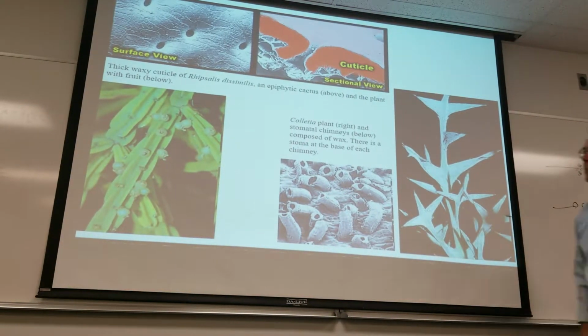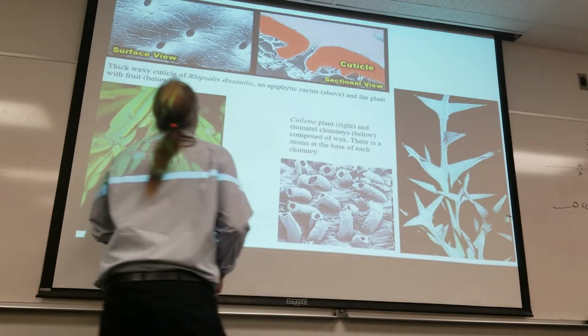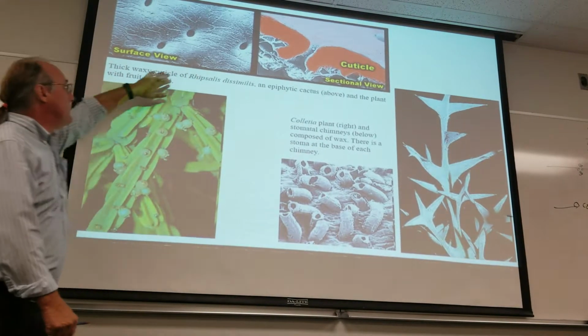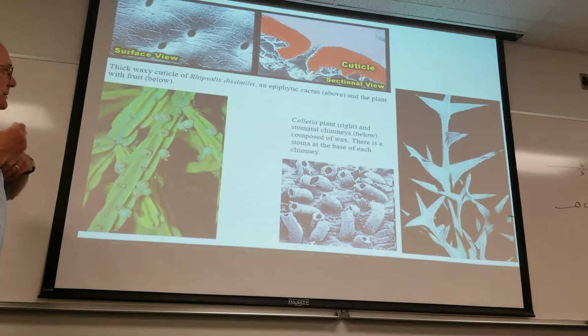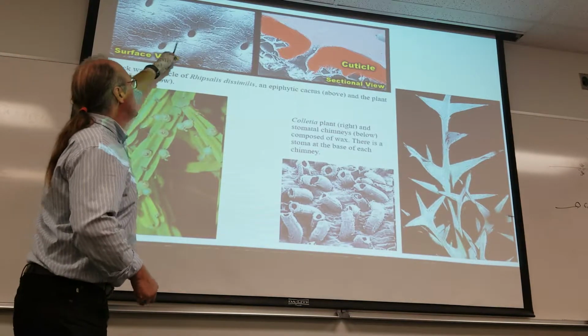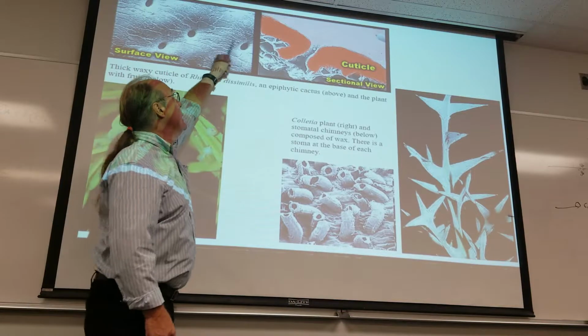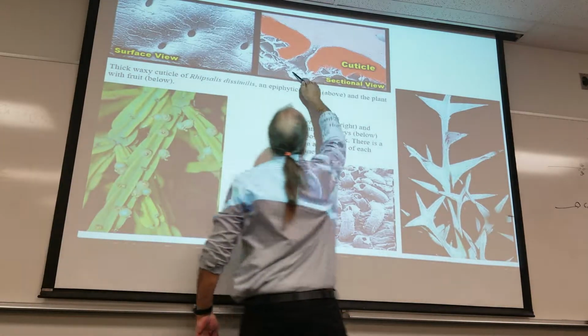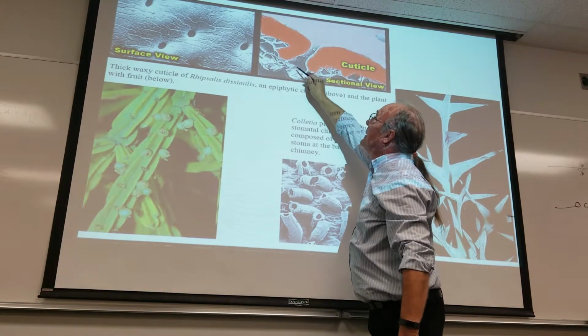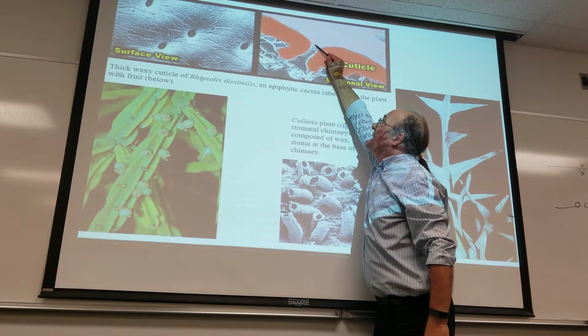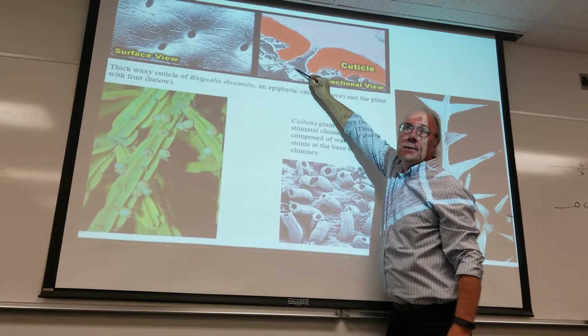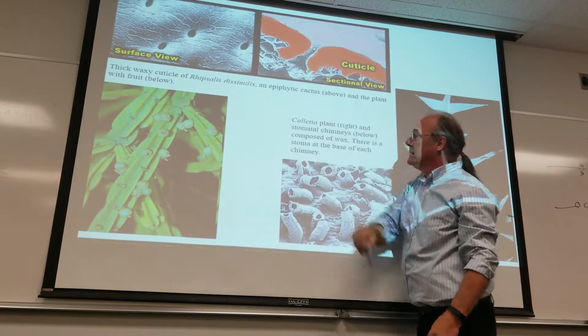It's also affected by the nature of the cuticle. So here is a thick waxy cuticle from this plant, Rhipsalis dissimilis. And here's the surface view of the stomatal openings. And if you look at a cross section, the stomata are down here, and this cuticle is very thick and waxy, and there's a tunnel right through it to where the stomatal opening is.